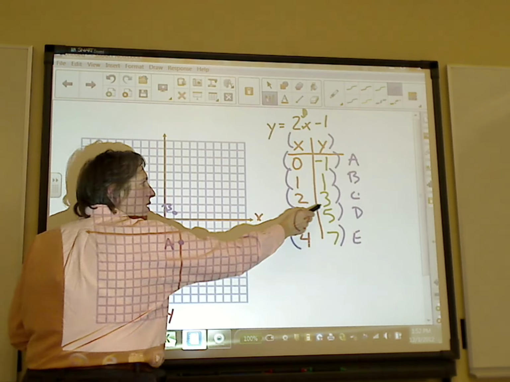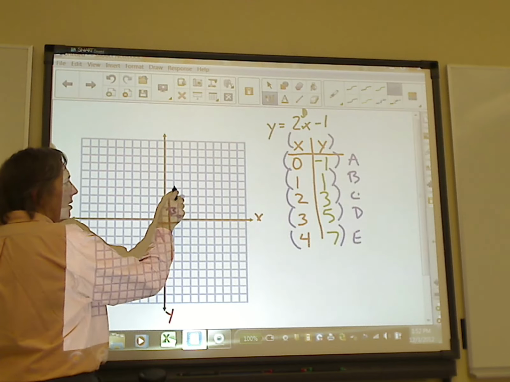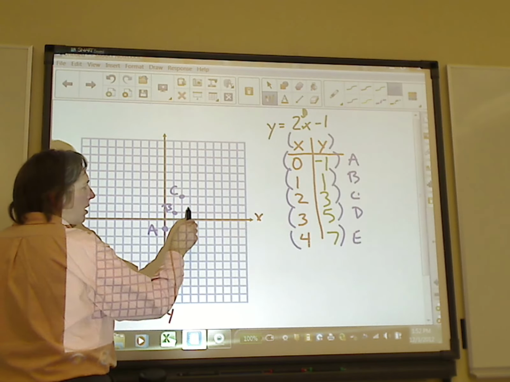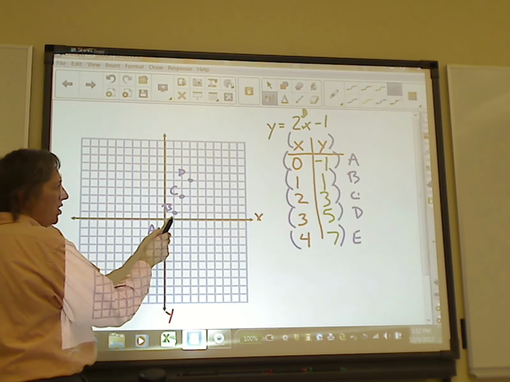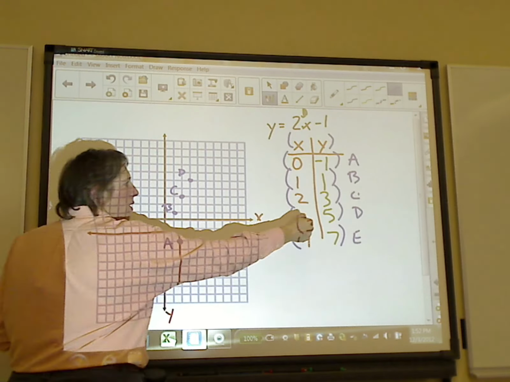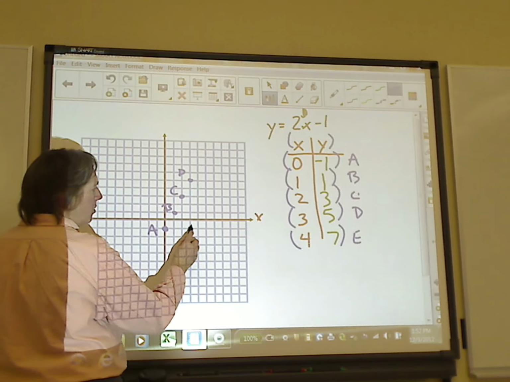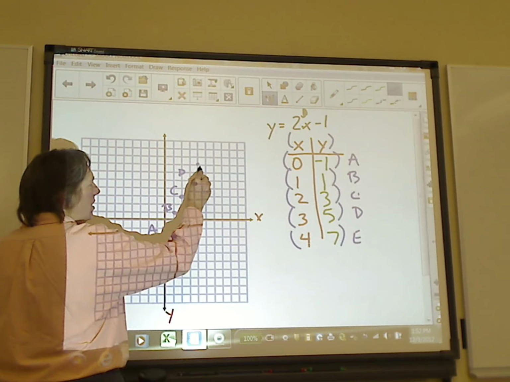I plot the next one, C. x is 2, y is 3, C. I go to D. x is 3, y is 5, D. You see that? The relationship is where I put the point, between the relationship between these two. When x is 4, 1, 2, 3, 4, y is 7. 1, 2, 3, 4, 5, 6, 7.